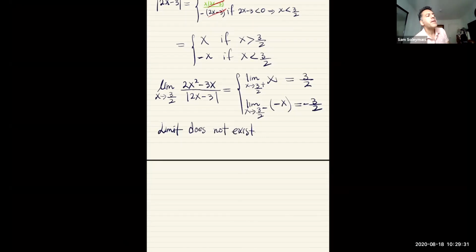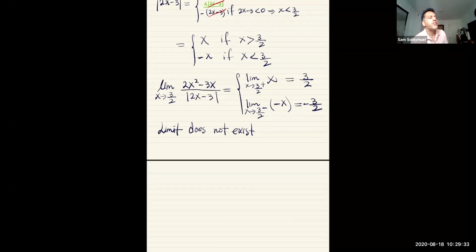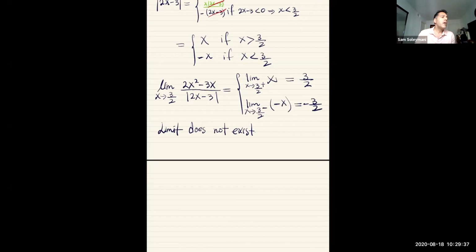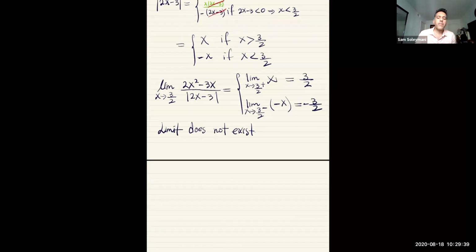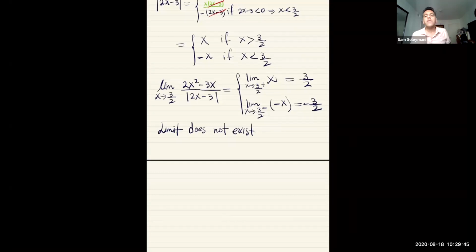Problem 3b, multiply by the conjugate. You guys can do that. How much time do we have? I think we're doing good on time. Problem 4 is a squeeze theorem problem. Honestly, the squeeze theorem problems here are not that bad at all. I'll just do one for you. Problem 4.